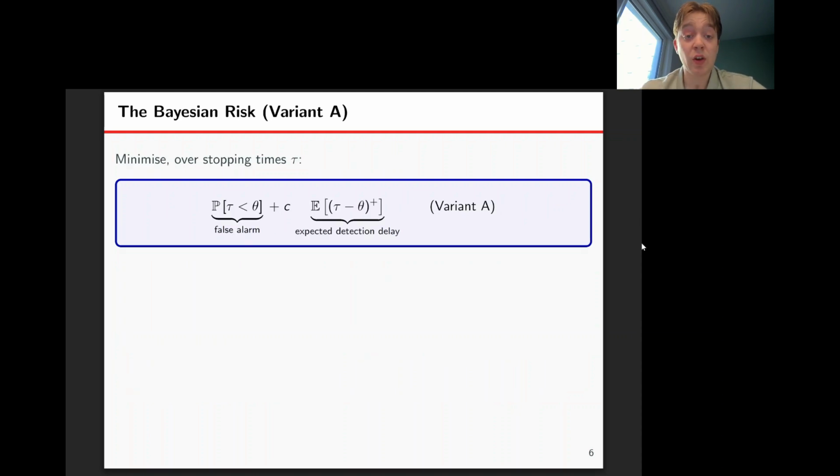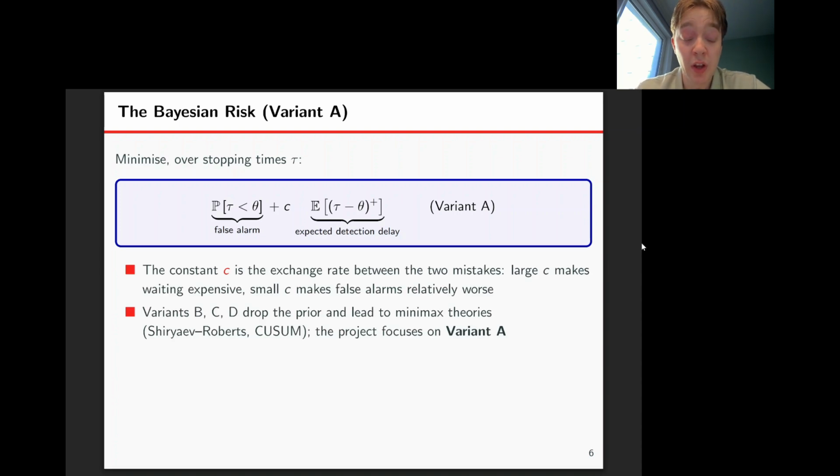Now, to define the cost function, we use Shiryaev's variant A of the problem. There are variants B, C, and D, but we'll look at those a little later. The whole goal is to minimize this cost function, which comprises the false alarm and the expected detection delay with a multiplier C in the middle, over all stopping times tau. The constant C is an exchange rate between the two mistakes. A large C makes waiting and the detection delay expensive, and a small C makes false alarms relatively worse.